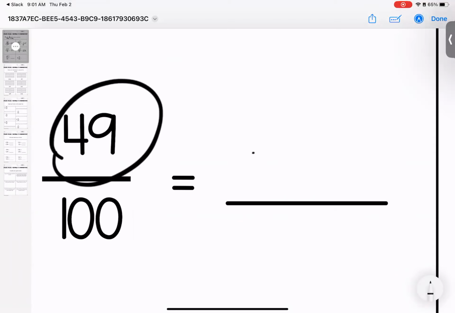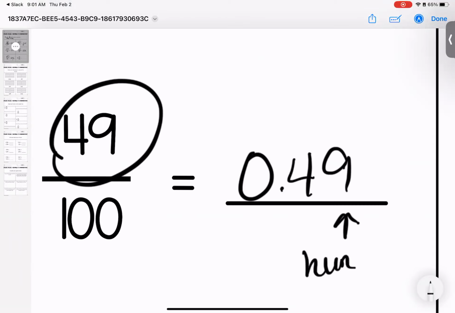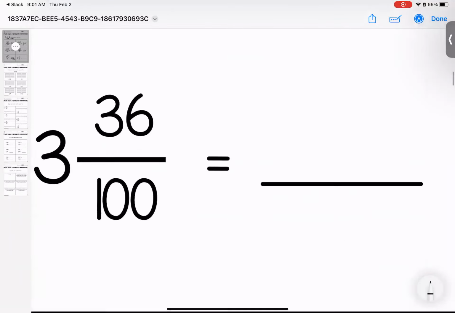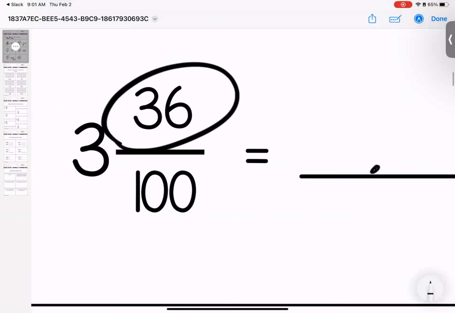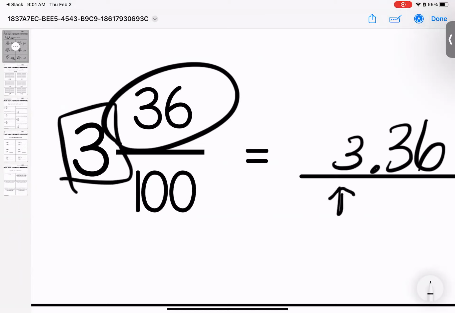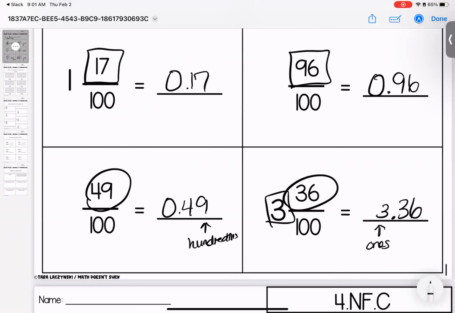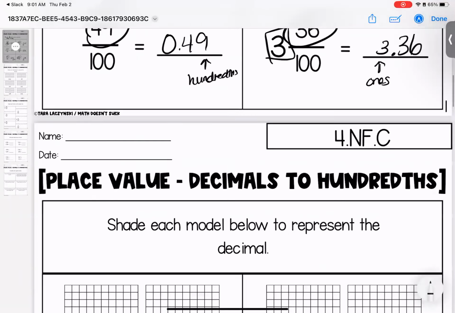I have 49 hundredths. Remember, this last place value gives it its name. Super important. Break it down. I have 36 hundredths and a 3 in the ones place. I would read that as 3 and 36 hundredths. Any questions on that one? Bring it with you to class.